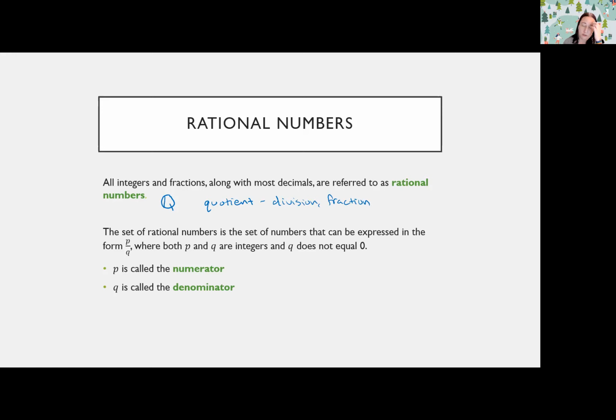So most decimals can be written as fractions. Of course, any fraction falls into this. Any whole number can be written as a fraction, so integers are also rational numbers. And so we use this P over Q. That brings us to what a fraction is. We call the top the numerator, the bottom the denominator. We're not allowed to have 0 in the denominator.